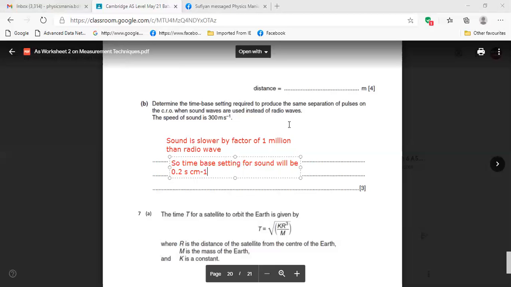This worksheet is over. Please take the printout and write all these things in your worksheet. That will be a very good note for you for AS preparation.